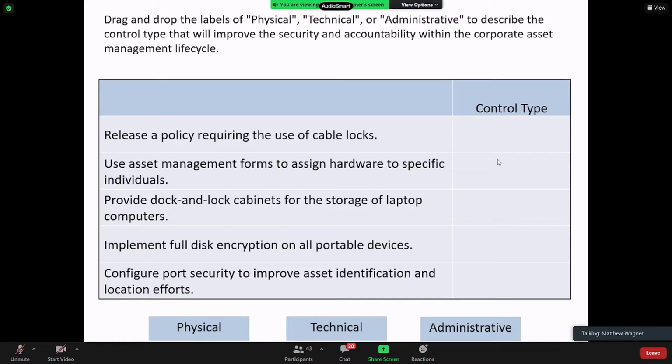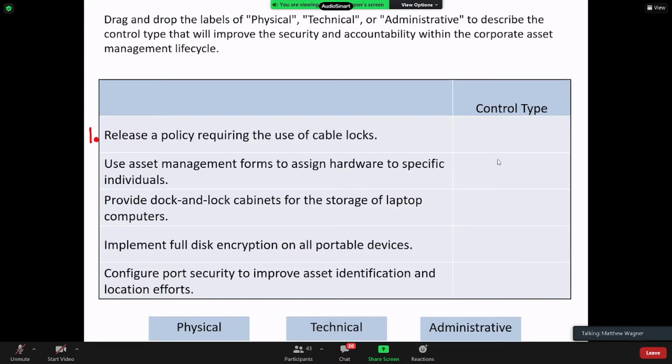Drag and drop the labels of physical, technical, or administrative to describe the control type that will improve the security and accountability within the corporate asset management lifecycle. So you can grab any one of these, drag, drop, there you go. So for number one, I'll do it with you. And then I'll ask you to do number two. And we'll sort of skip back and forth between these.